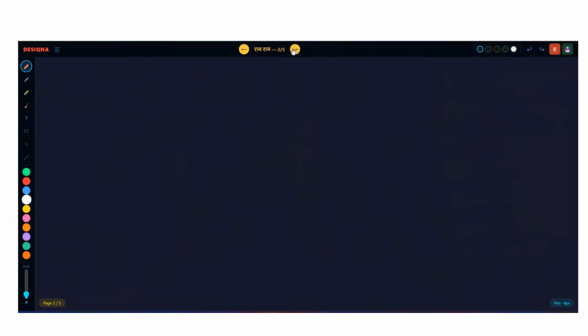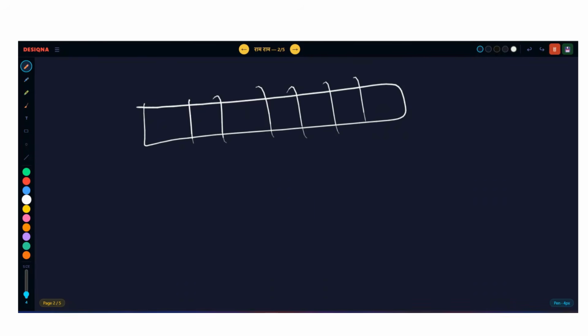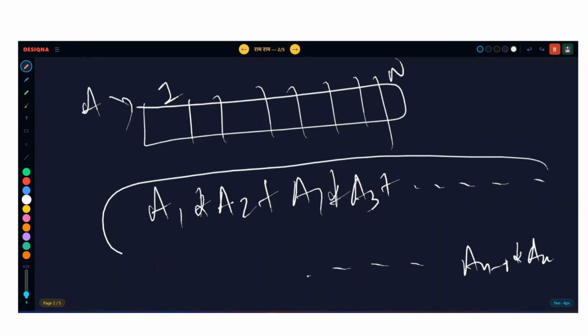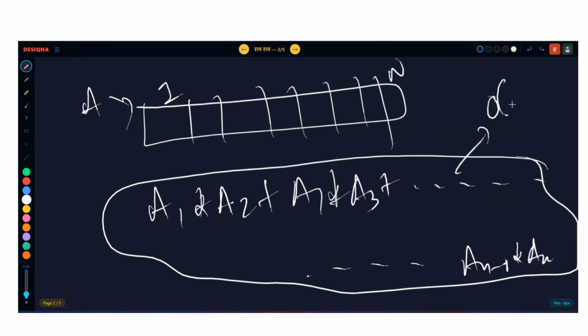Okay? So Kumar K sir wants to ask you this question. If I give you an array, one based indexing array A, how will you calculate A1 into A2 plus A1 into A3, like sum of product of all pairs up to A n minus 1 into A n? Do you know how to do this? Don't tell me the O of n square solution.